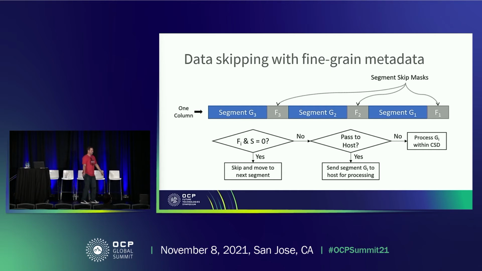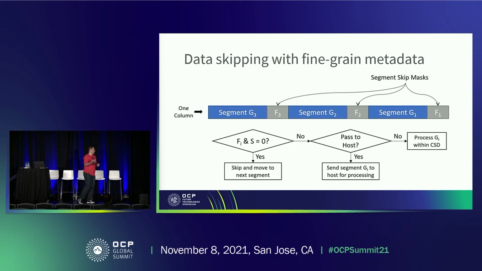So instead of just storing my column store data by itself, I'm going to chop it up into little chunks called segments. In each of those segments, I'm going to look at all the values, and if I see a value that falls in one of those buckets, I'm going to set a bit in a bit mask to 1. We call it a segment skip mask.